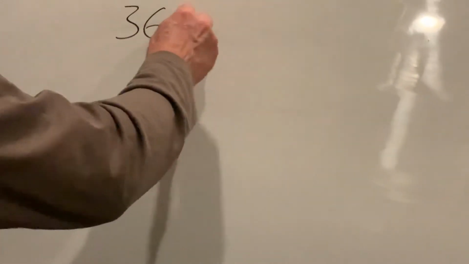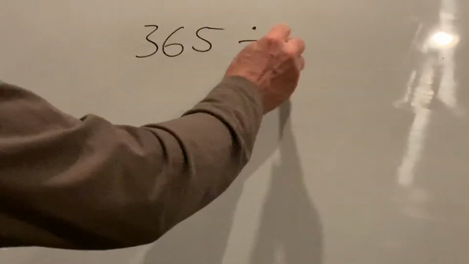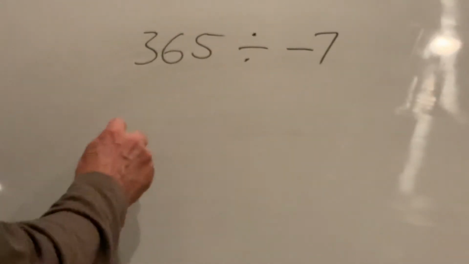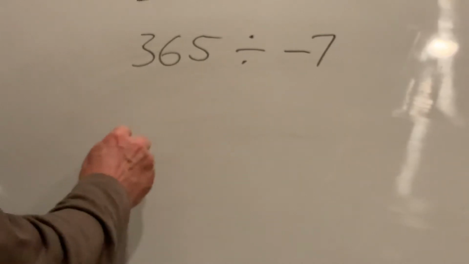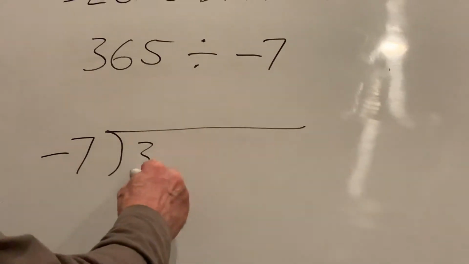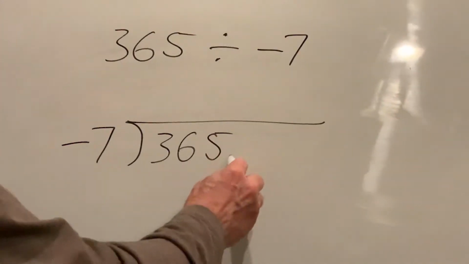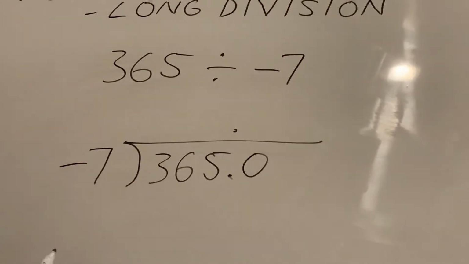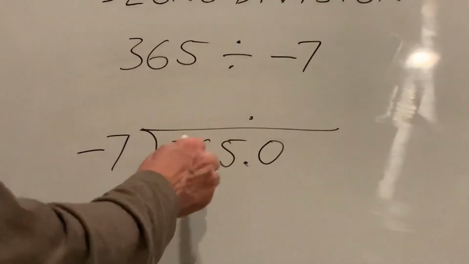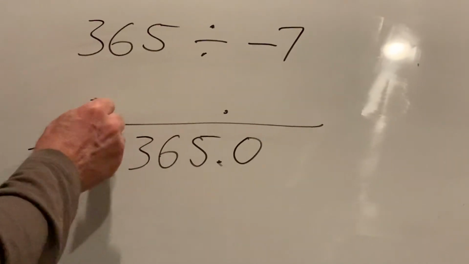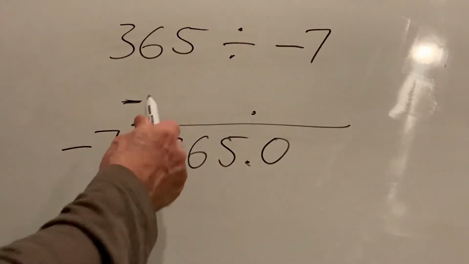So coming back to our original sum, 365 divided by -7. We're going to do this long division again, just like last time. So we have -7 here. We have our brackets, our long line. We've got 365.0. There's the decimal. Now I know my answer is going to be negative for reasons we discussed before, so I'm going to put a negative here to remind myself that our answer is negative.